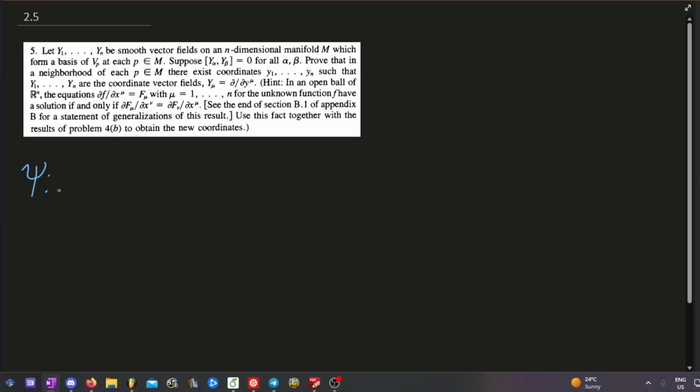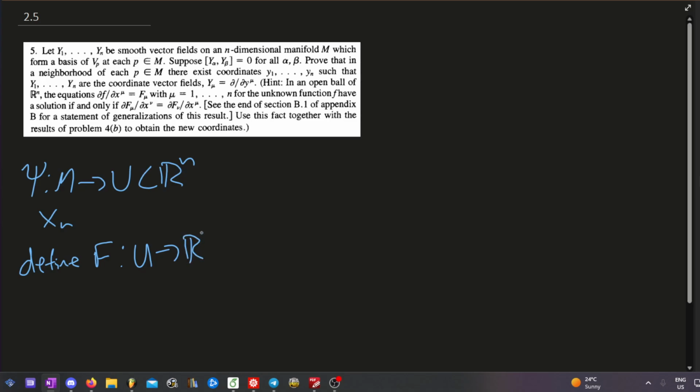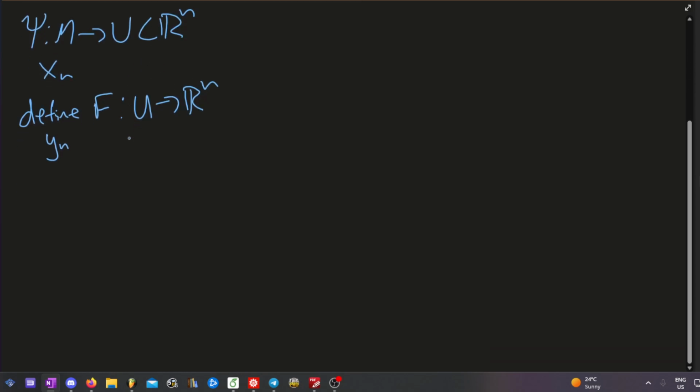And this is mapping from the manifold to what we're going to call U, which is a subset of R^n. And we have associated coordinates x sub n. We're going to define a new chart f from U to R^n with y and the associated coordinates. So that's just like a looking forward thing.